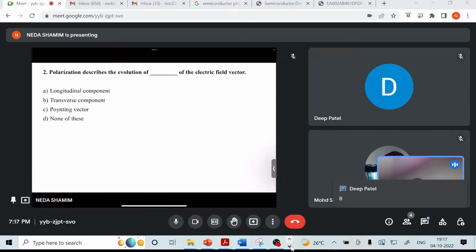Please answer this question. Polarization describes the evolution of dash of the electric field vector. B. B, yeah, transverse component. Why do you say transverse component? Why not longitudinal component?